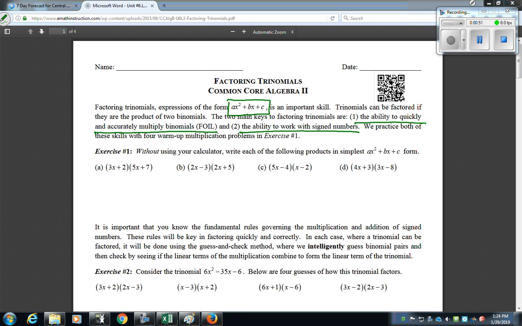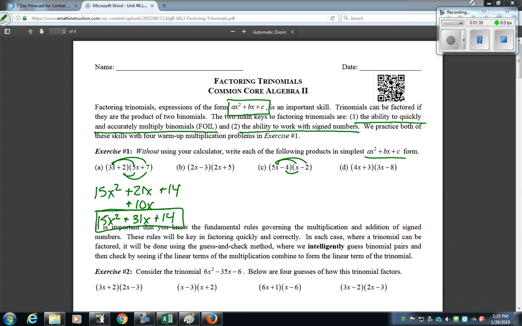Now, I'm not going to do all four of these, but again, they want us to write these in simplest ax squared plus bx plus c form. So I'm really just going to FOIL these out. I know some people use the box. Feel free to use the box if you want to. So like in this case, 3x times 5x is 15x squared. 3x times 7 would be 21x. 2 times 5x would be 10x. And 2 times 7 would be 14. Then I can combine any like terms, which I do have in the middle. So this would be 15x squared plus 31x plus 14, and that would be my ax squared plus bx plus c form.